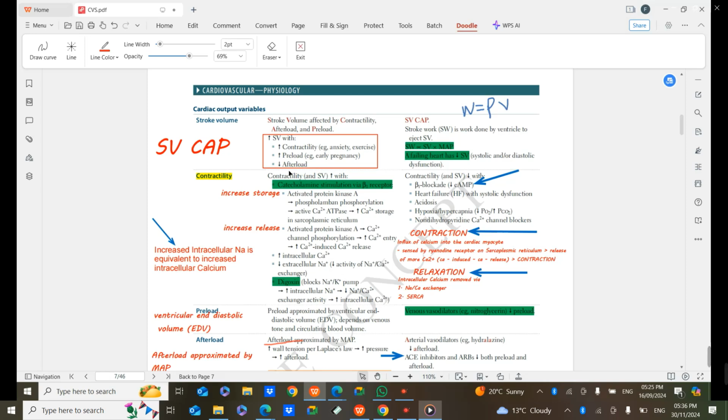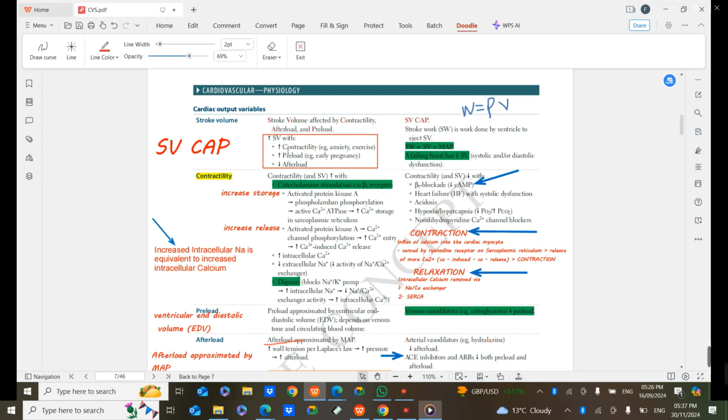Afterload is more or less like resistance to the outflow. I've loaded the heart. I expect the heart to pump the blood out, but some stuff is sitting at the entrance to prevent the blood from leaving the heart easily. You can look at that as afterload. So if I can reduce those obstructions, more blood will leave the heart. Therefore, reduction in afterload will increase the stroke volume.